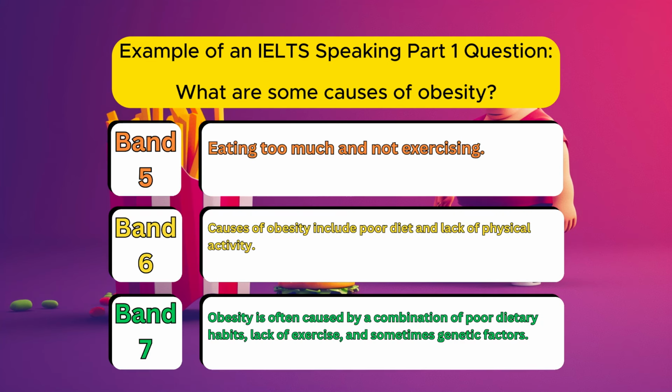Band 5. Eating too much and not exercising. Band 6. Causes of obesity include poor diet and lack of physical activity. Band 7. Obesity is often caused by a combination of poor dietary habits, lack of exercise, and sometimes genetic factors.